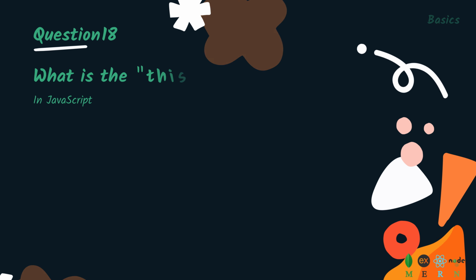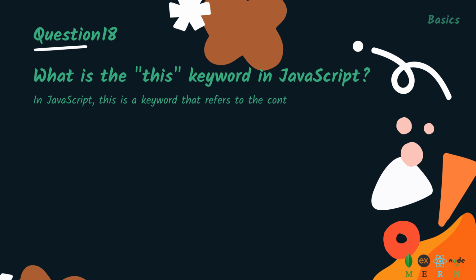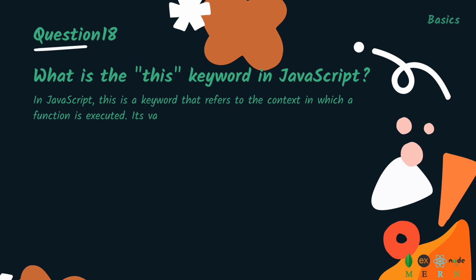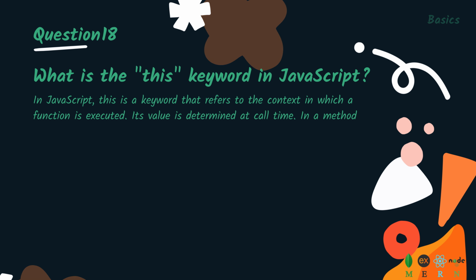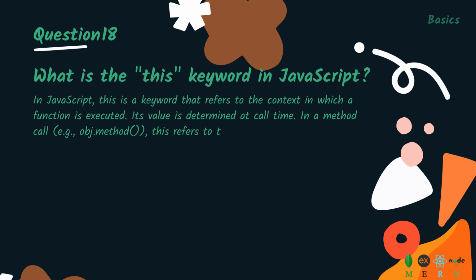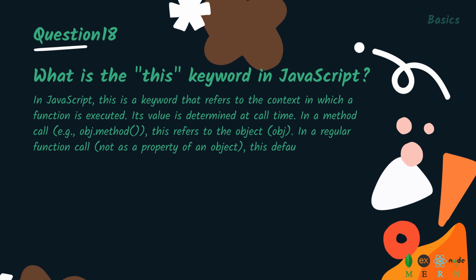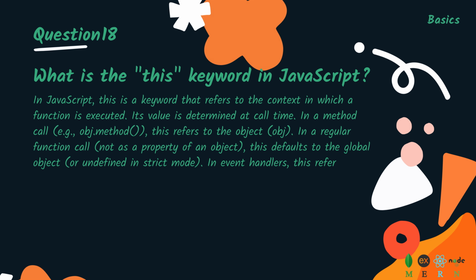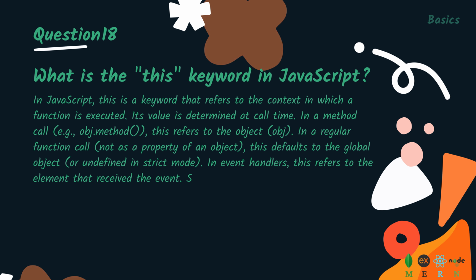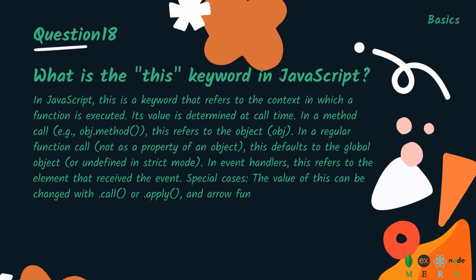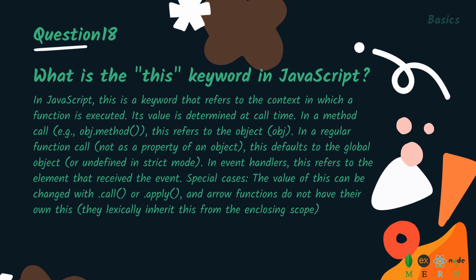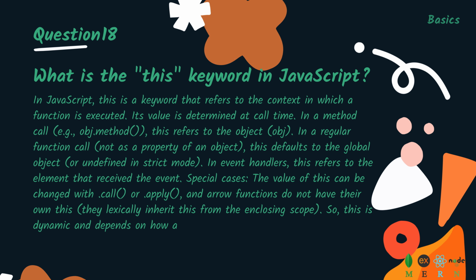What is the this keyword in JavaScript? In JavaScript, this is a keyword that refers to the context in which a function is executed. Its value is determined at call time. In a method call, e.g. obj.method(), this refers to the object obj. In a regular function call, not as a property of an object, this defaults to the global object, or undefined in strict mode. In event handlers, this refers to the element that received the event. Special cases: the value of this can be changed with .call or .apply, and arrow functions do not have their own. They lexically inherit this from the enclosing scope. So, this is dynamic and depends on how a function is invoked.